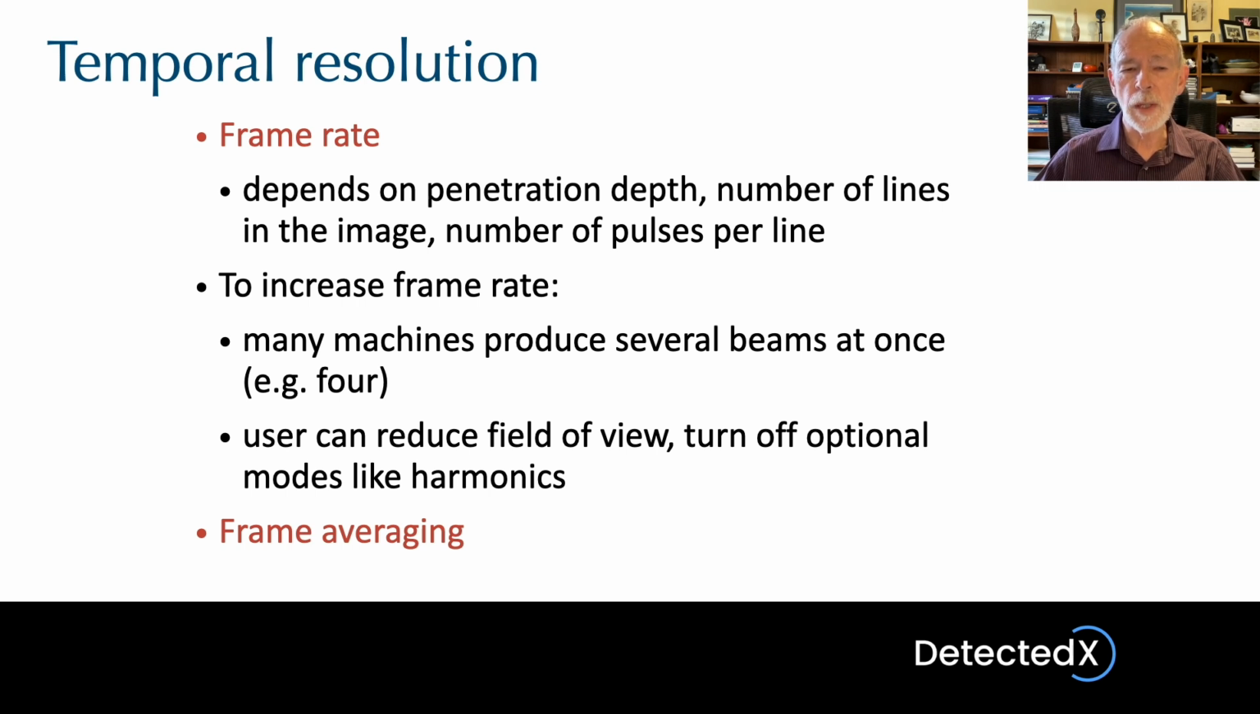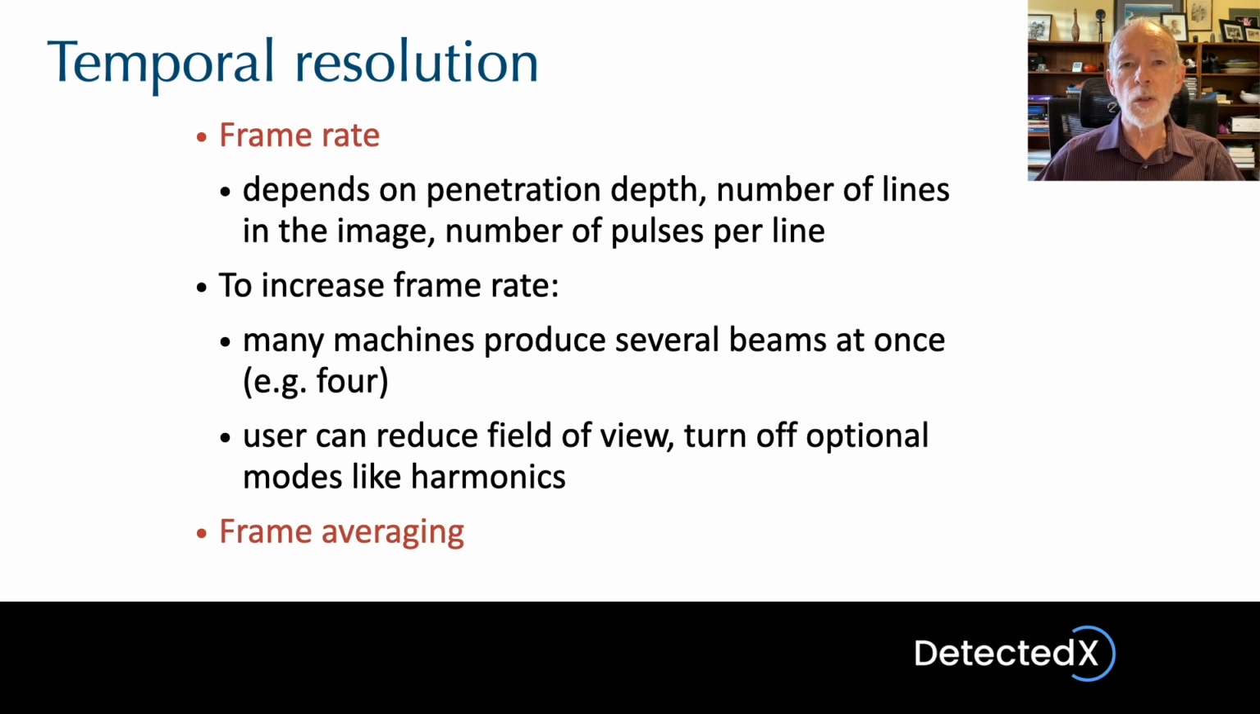You can do something else to also increase the frame rate, and that is you can reduce the number of lines needed to make each image. The way to do this is to reduce the width of the image. With at least some probes, you can generally reduce the field of view, and this will automatically reduce the number of lines and therefore speed up the imaging rate.